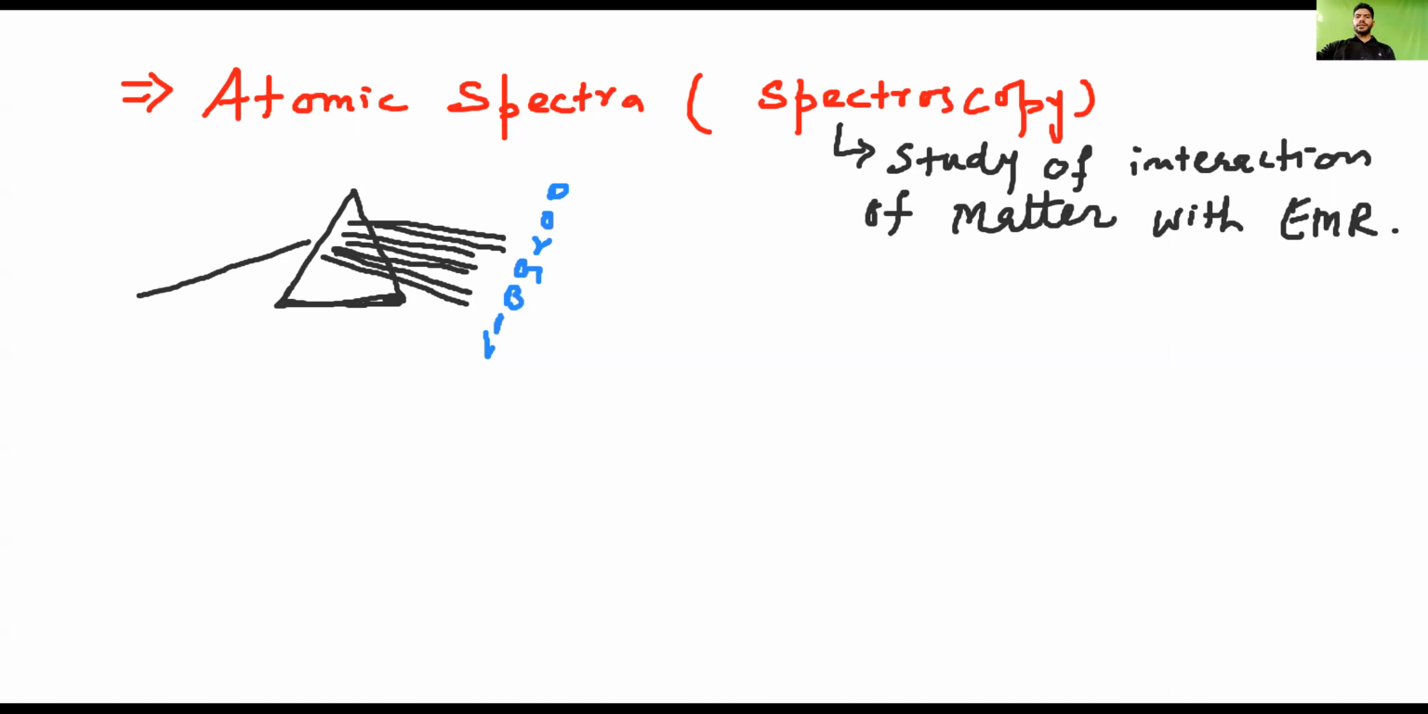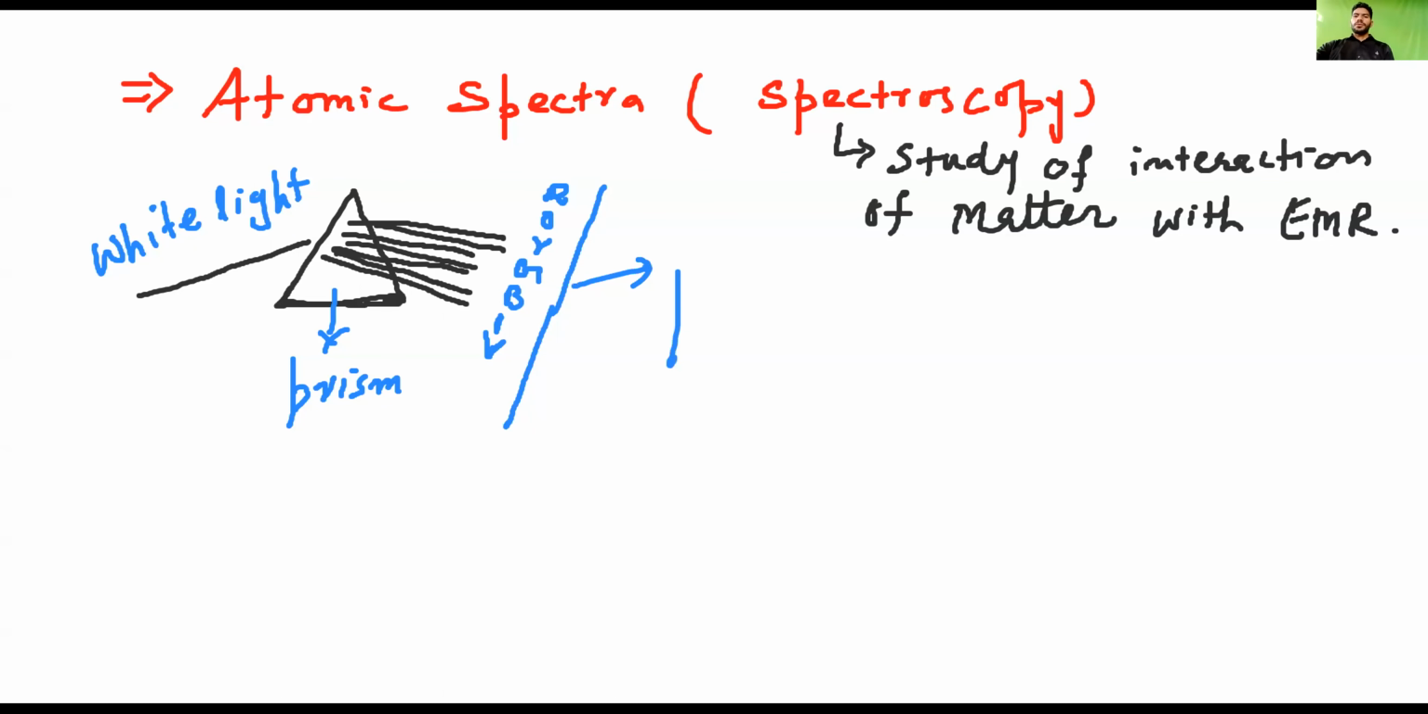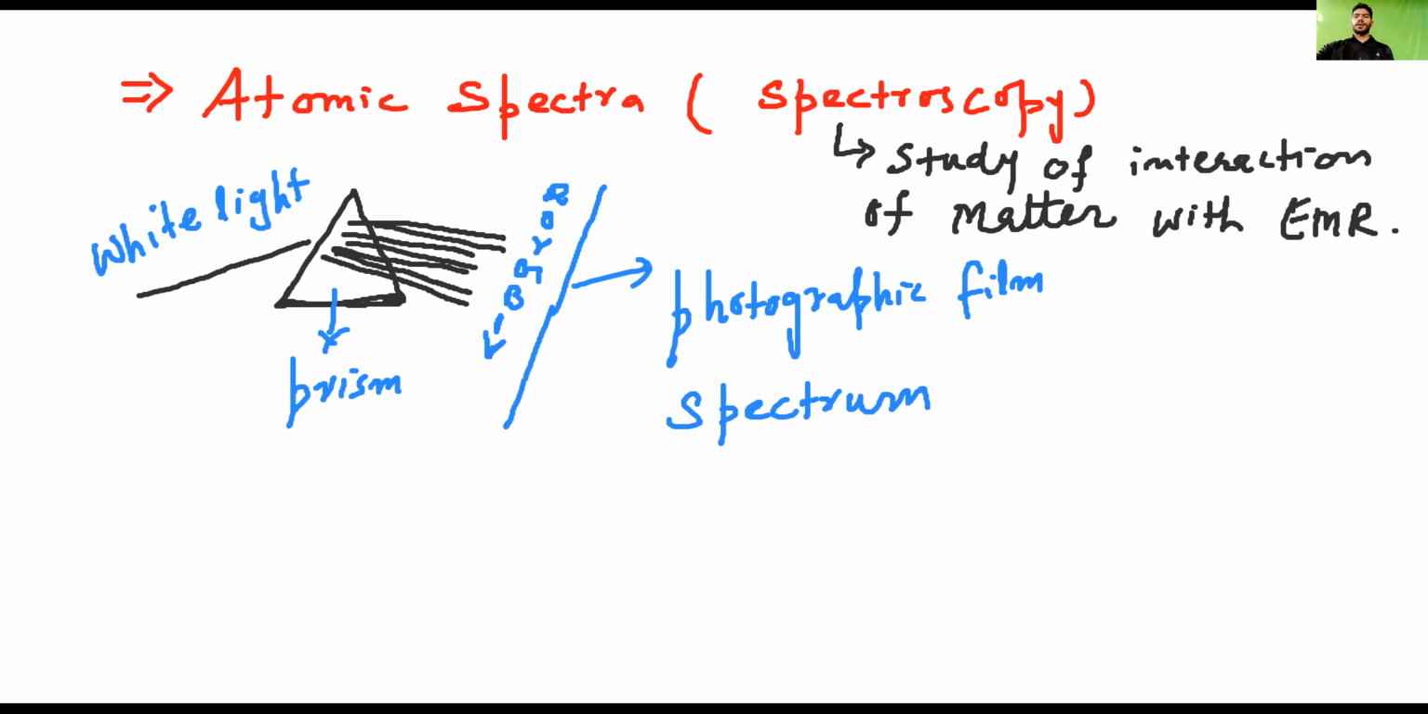So that means red light is just above here, it deviates least, and violet deviates maximum. This is a very important point to be noted down: when white light is passed through a prism, this is your prism, we get a band of 7 different colors, which you can see on a photographic film here. Let's say this is my photographic film on which you observe these 7 different colors. This band of 7 different colors is known as spectrum. So spectrum simply means we have a band of 7 colors here, right? Band of 7 colors.